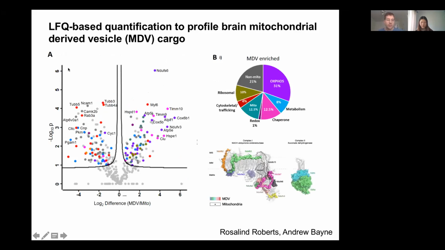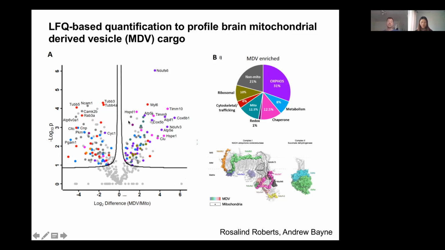Okay, I won't get into the biology too much, but I just want to make everybody aware of what a volcano plot is really quickly, because we were looking for proteins that were enriched in a certain kind of mitochondrial vesicle compared to mitochondria. In the volcano plot, you have the fold change on the x-axis on the log2 scale. Proteins that were enriched in these mitochondrial derived vesicles over mitochondria are on the right side, and the left side means they were depleted, so there was more in the mitochondria.